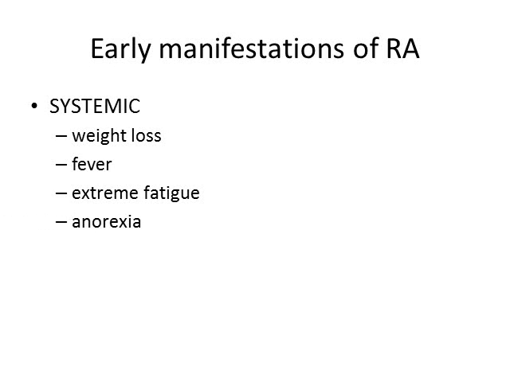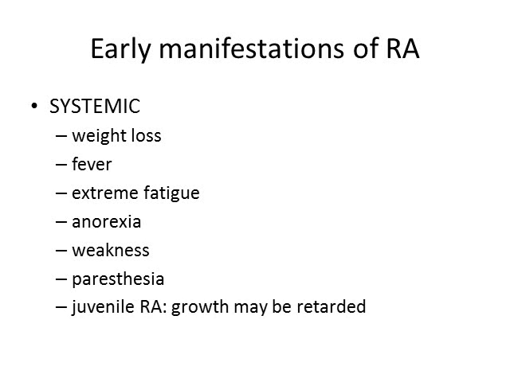Other systemic manifestations: weight loss, fever, extreme fatigue that we talked about. 52% claim that they cannot work for more than 4 hours without taking a rest. Anorexia, weakness. They may have some paresthesias. And then in juvenile RA, growth may be retarded.